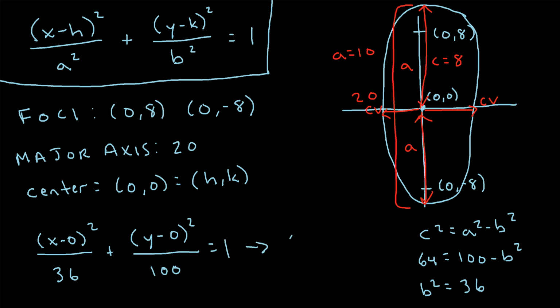So we can simplify that to x squared over 36 plus y squared over 100 is equal to 1. And that will be our final answer.